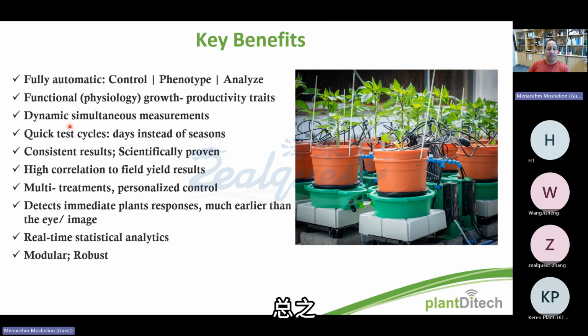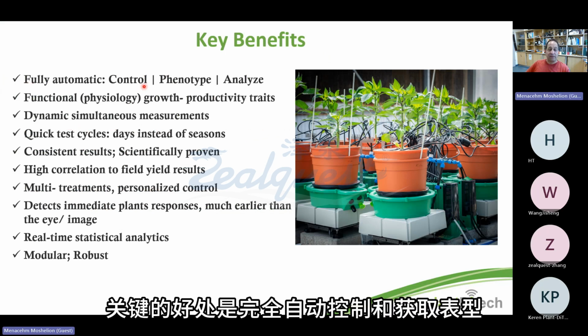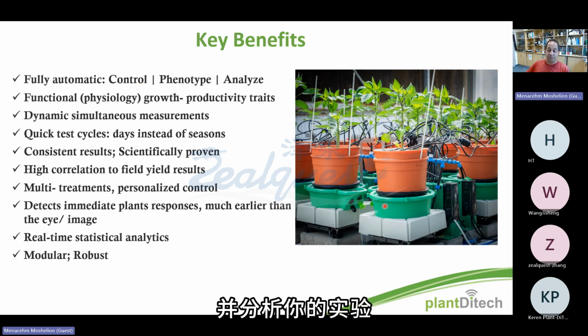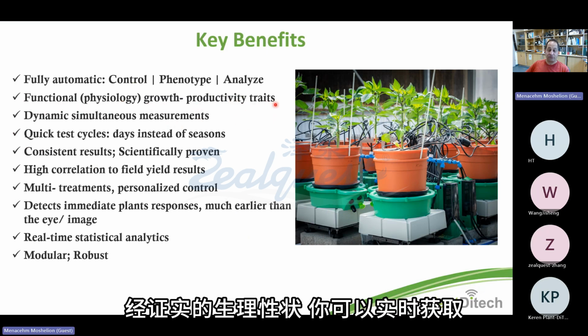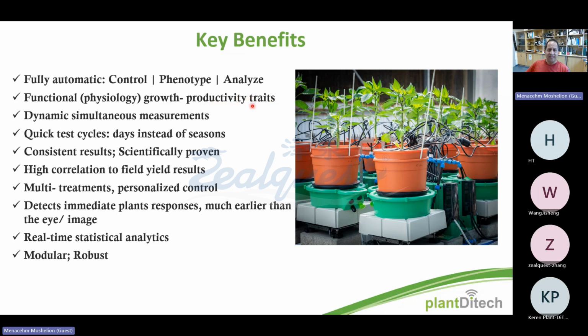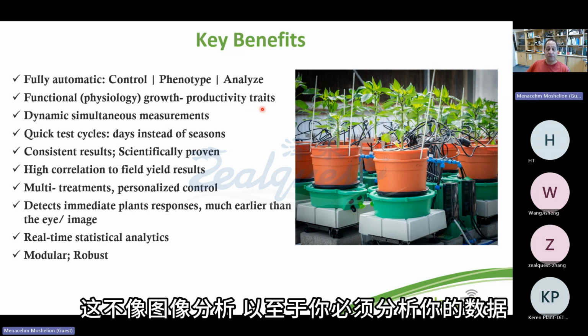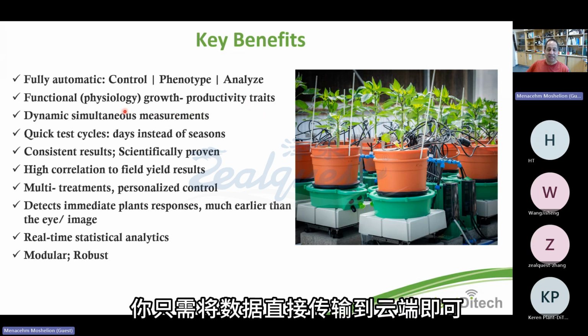So to conclude, the key benefits are: it is fully automatic, it controls, phenotypes and analyzes your experiment. You get many proven physiological traits. You get it in real time. You don't need to do another analysis. The analysis gets to you automatically. It's not like image analysis where you have to analyze your data. You just get your data directly to the cloud.